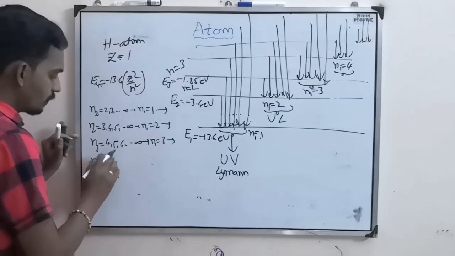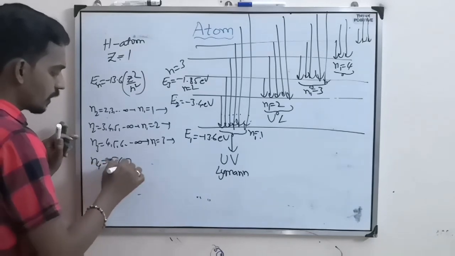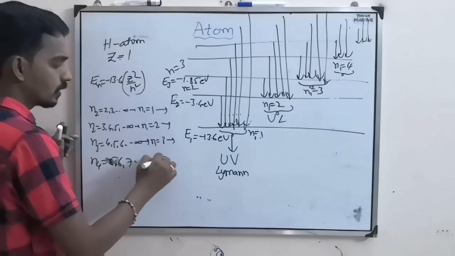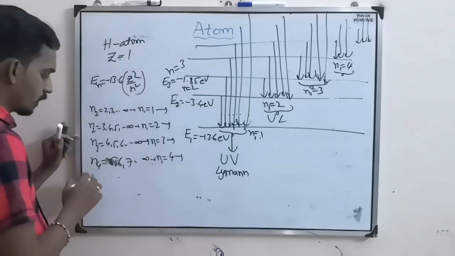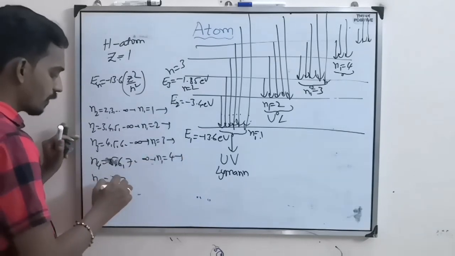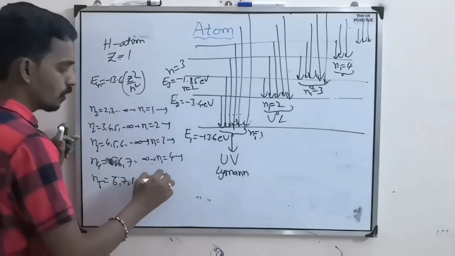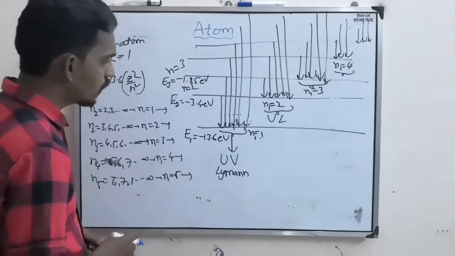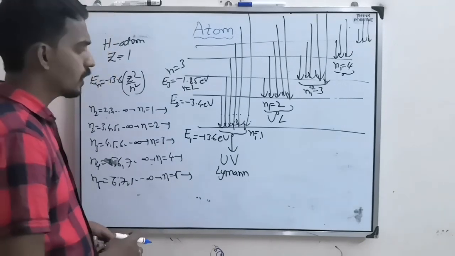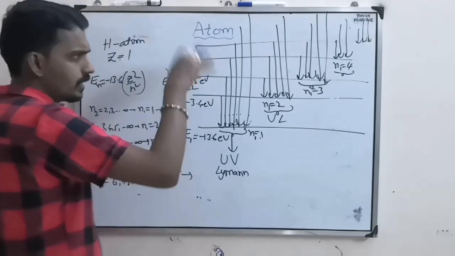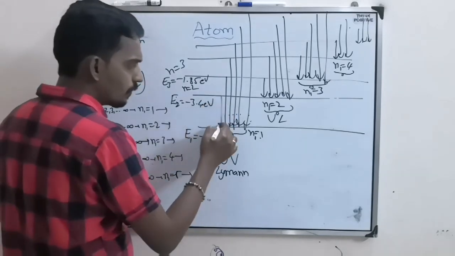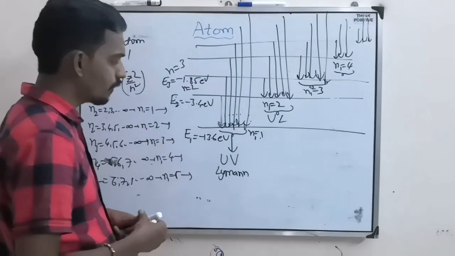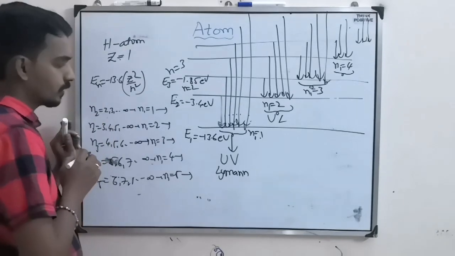And from 5, 6, 7 up to infinity to 4, this is called Brackett series. And from 6, 7, 8 and so on up to infinity to 5, this is Pfund series. Now here, what they will ask questions on is, see, for every series there is one maximum wavelength possible. Maximum wavelength means n2 minimum.